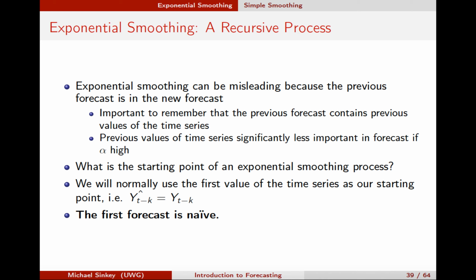Exponential smoothing is a little bit misleading because the previous forecast is in the new forecast. So I think the misleading part is that people don't actually think that there's data from the previous periods in there because they don't see that it was in the previous forecast. Now, previous values of the time series are significantly less important if alpha is high. So if alpha is close to 1, we basically have a naive forecast with just a little bit of feedback from the previous periods.